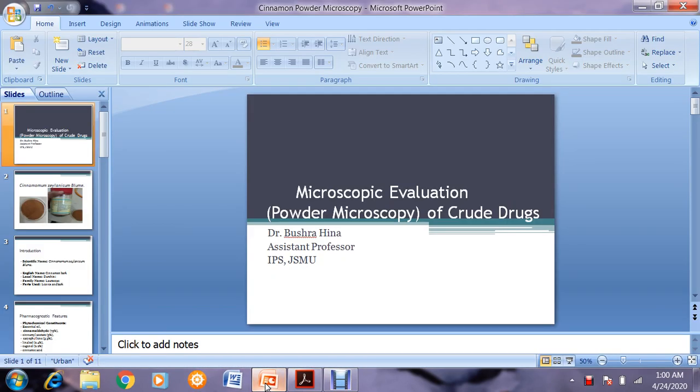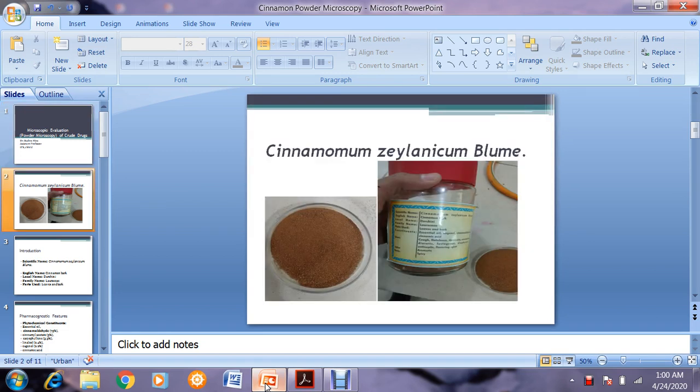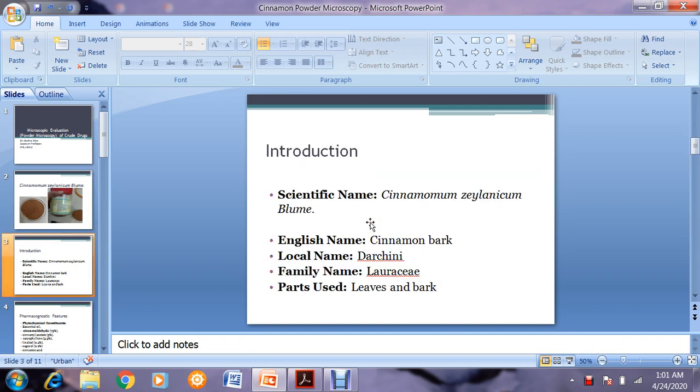Bismillahirrahmanirrahim. Dear student, in this lecture we will start the microscopic evaluation of the crude drug, that is powder microscopy of the given samples of the drug. The first drug which we will study today is the Cinnamomum zeylanicum Blume. You may see its powder form. This is the sample. Now first of all we will discuss the introduction of the drug.